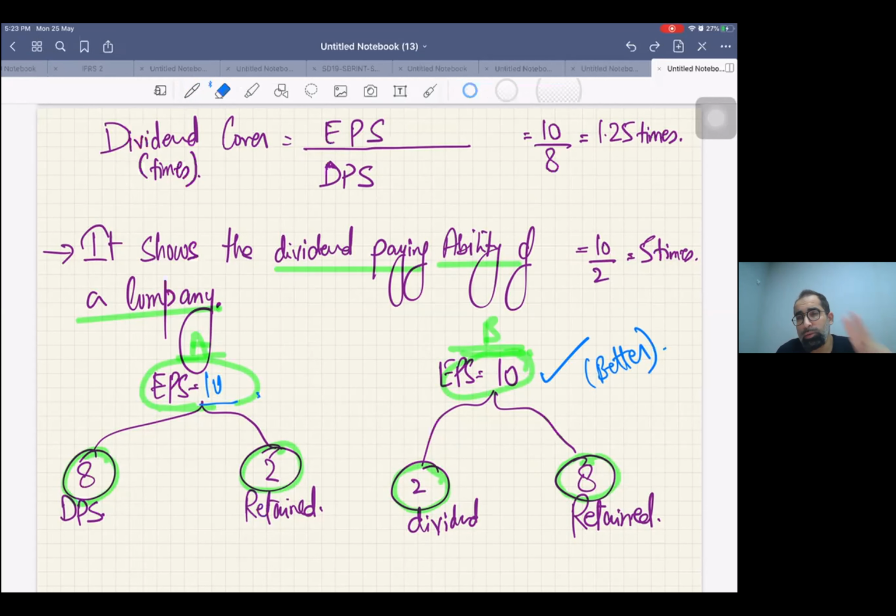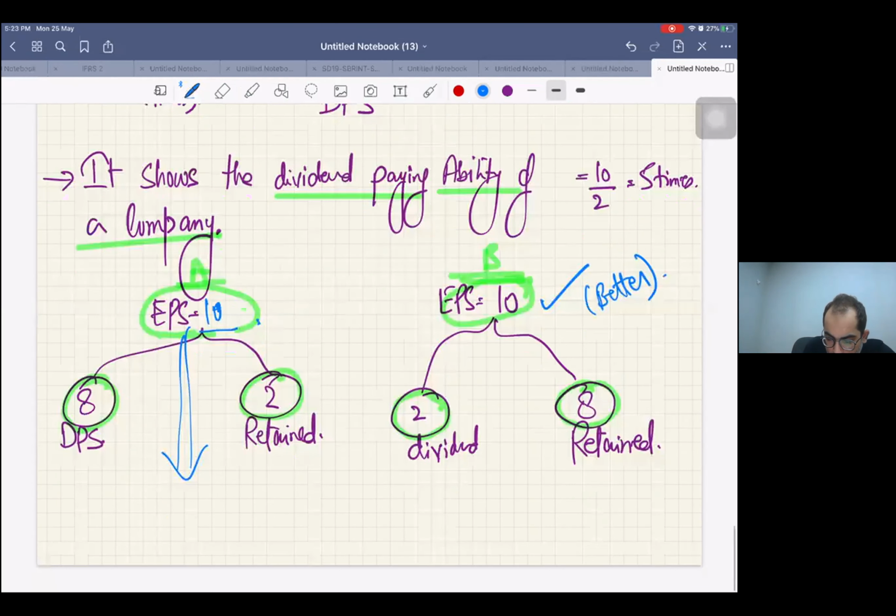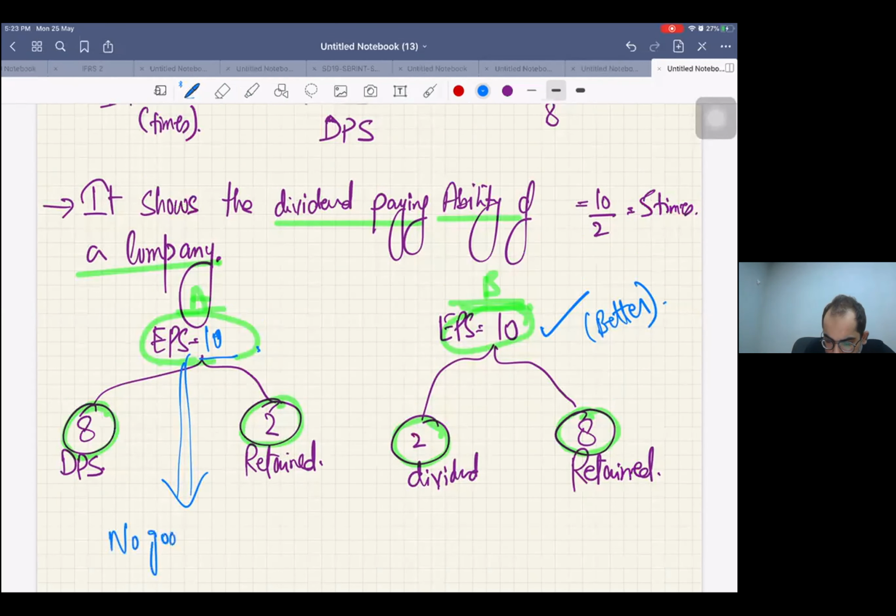Okay. Now the commentary number 2. Wait. Company A is distributing 80% dividends. That means company A might not have good investment opportunities. No good investment opportunities. Don't forget this.